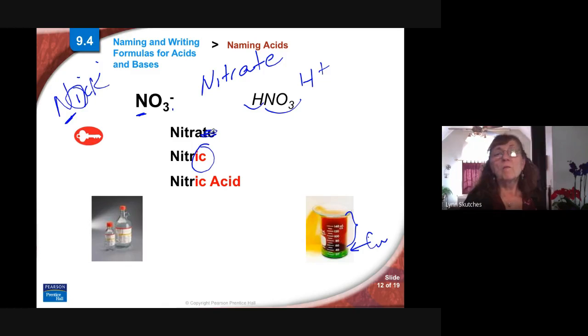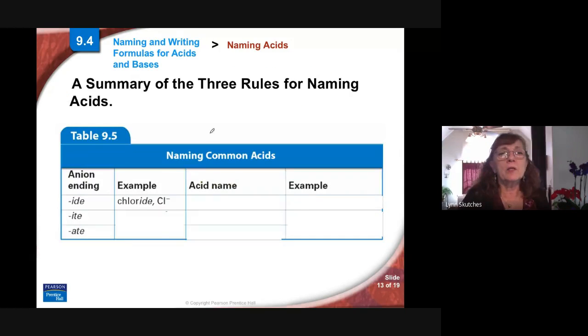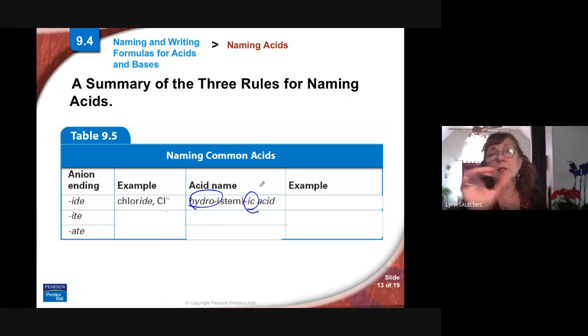Most of the acids that you're going to have to know are ate anions. Okay, so most of them are going to end with ic. All right, so to sum it up, chlorine becomes chloride. The acid name gets hydro and ic. Okay, prefix and suffix. And so hydrochloric acid, super important that you know that one.